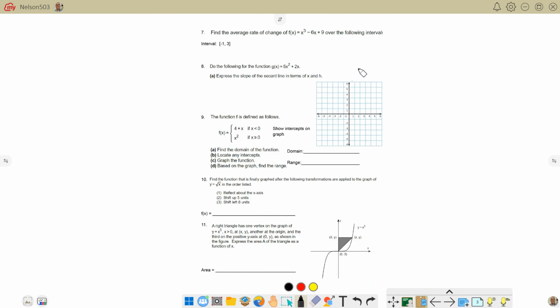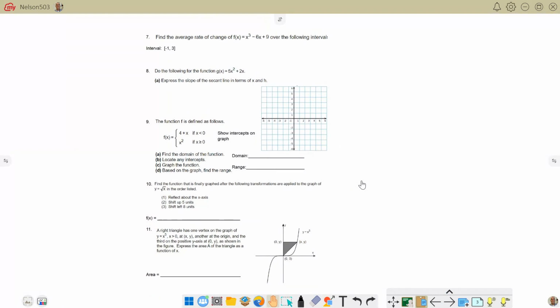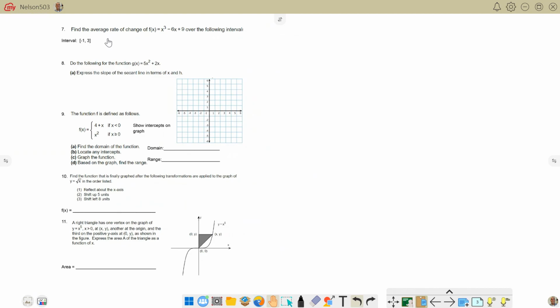Okay, so for the back side of the test, it says find the average rate of change, which means slope. I think I saw most people doing the idea correctly, and they made some arithmetic mistakes. So when you plug 3 in here, 3 cubed is 27, and minus 6 times 3 is 18, and then we're going to add 9 to that. So I think we get 18 for this guy.